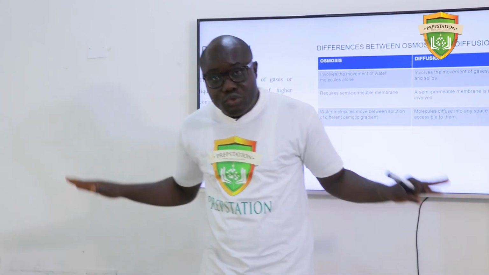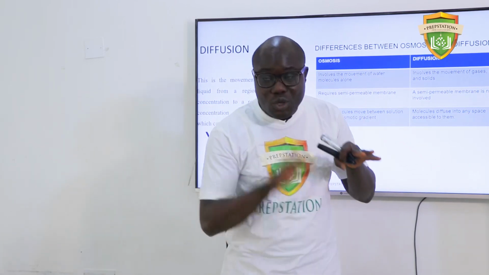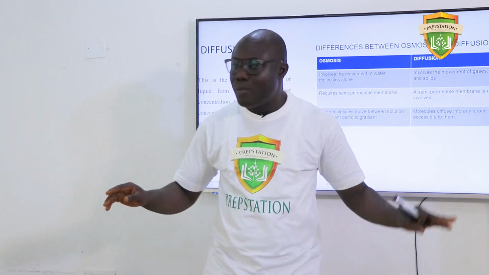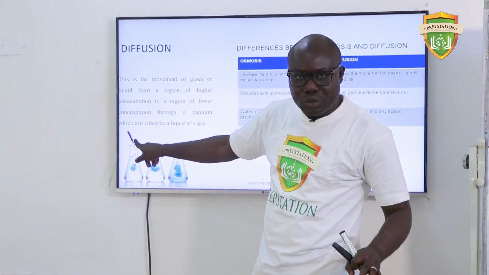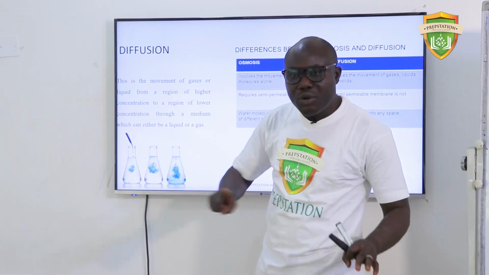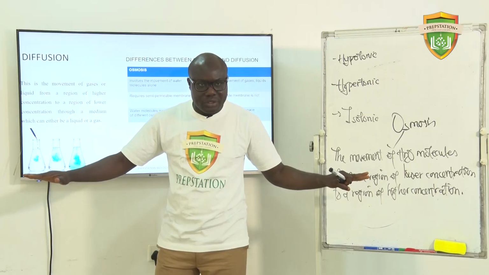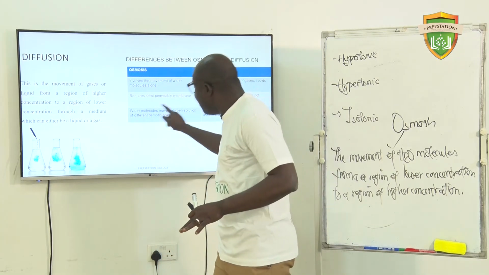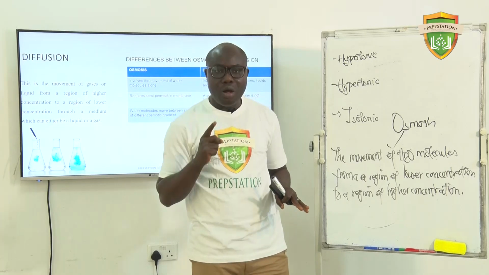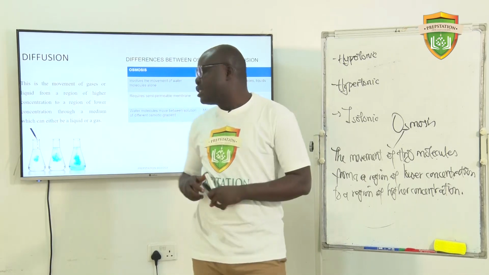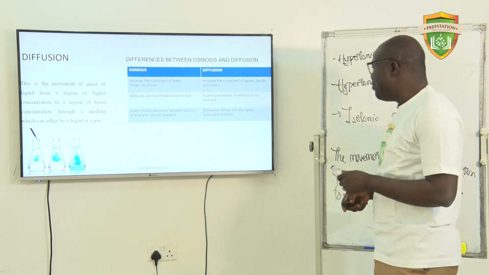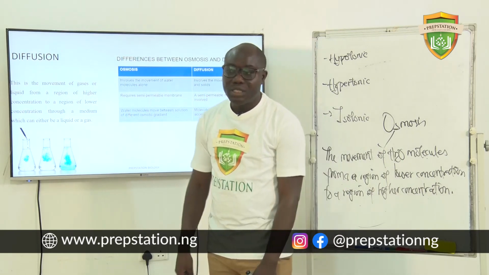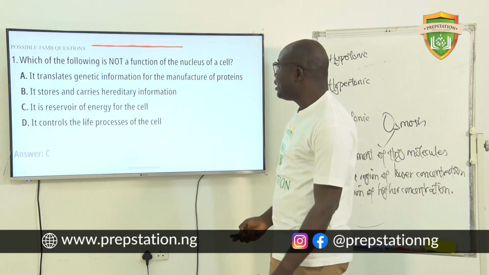If it happened that the earthworm was in the same concentration as the environment, there wouldn't have been any problem. I gave an example of the third type of solution, and that is the isotonic solution. There was no movement. Everything balanced. So there must be an osmotic gradient. There must be a difference in the concentration before osmosis can happen. But in the case of diffusion, molecules diffuse into any space that is accessible to them.